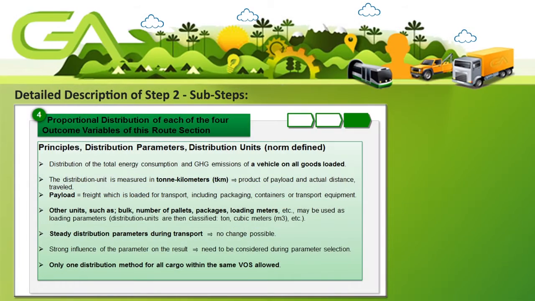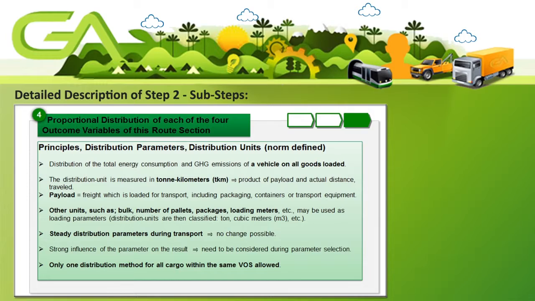In general, we may view the allocation of the total energy consumption and all GHG emissions from a vehicle on all goods loaded as a basic form of measure. That is, after the total energy consumption and the total GHG emissions of a vehicle were recorded, the resulting values will then get distributed by the entire charge of the transport vehicle.